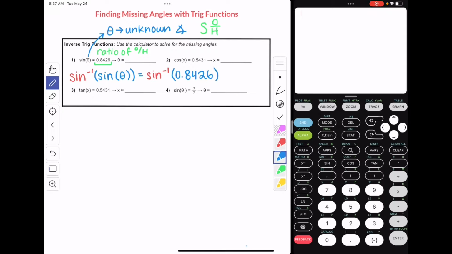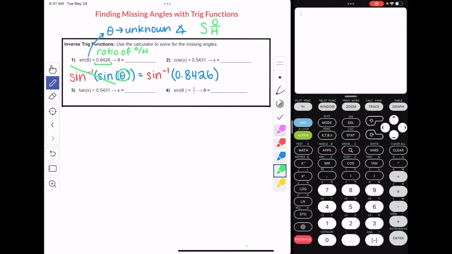And this is just what it looks like all written out. And when we have this on the left side, inverse sine and our sine are going to cancel out. So that's why we have it all on one side. And the only thing left now is our theta. And then on the right-hand side, we have the inverse sine of 0.8426, and that's what you're going to put into your calculator.